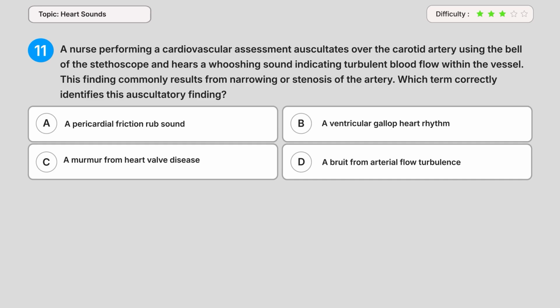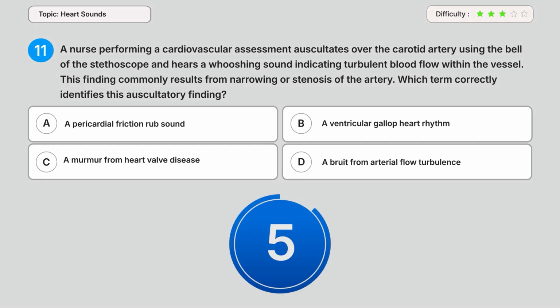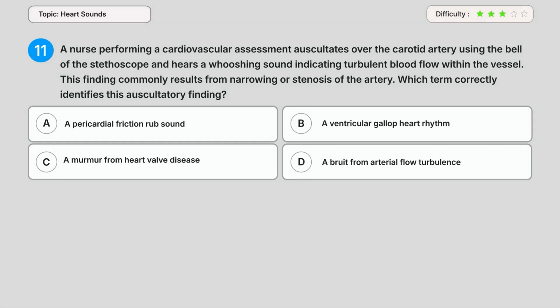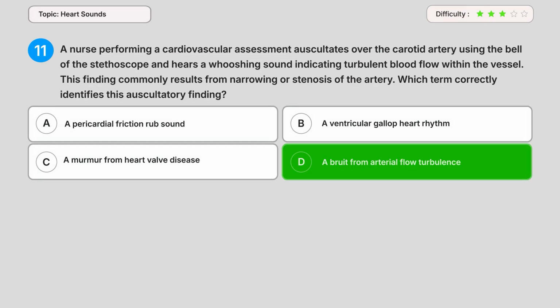A, a pericardial friction rub sound. B, a ventricular gallop heart rhythm. C, a murmur from heart valve disease. D, a bruit from arterial flow turbulence. Can you guess the answer? Correct answer, D, a bruit from arterial flow turbulence.